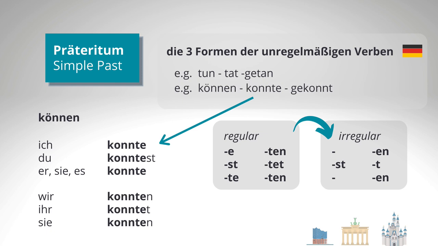The verb können. Können is also an irregular verb. The three forms of können are können, konnte and gekonnt. As you know by now, the form that we need is the second one, konnte. So in order to be able to conjugate it, we take konnte as our verb stem and then we add the irregular endings. So we conjugate it like this. Ich konnte, du konntest, sie es konnte, wir konnten, ihr konntet and sie konnten.